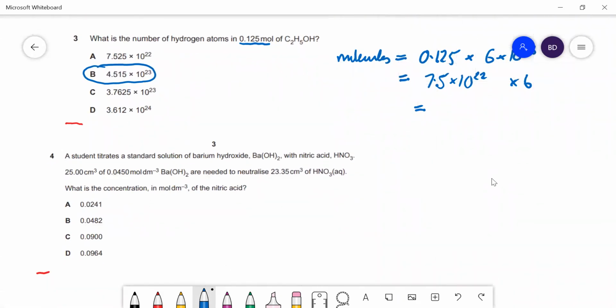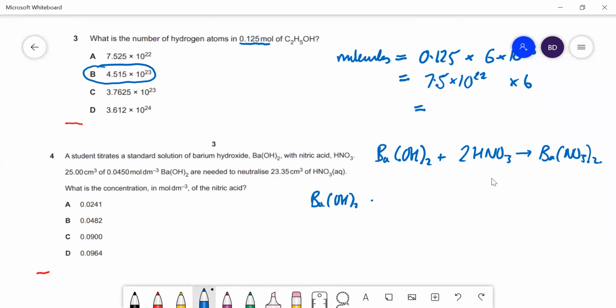Right, okay, barium hydroxide and nitric acid. So we have to remember they're going to react, it's going to be barium hydroxide plus 2 moles of nitric acid, to give you barium nitrate. Okay, I won't complete the equation. So moles of barium hydroxide, that's concentration times volume. So we've got 0.045 multiplied by 25 over 1,000.